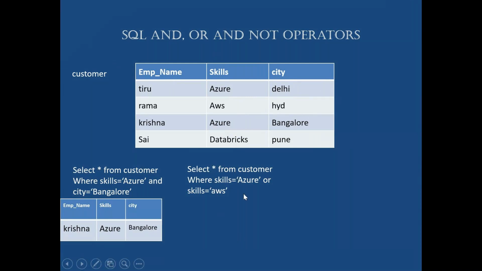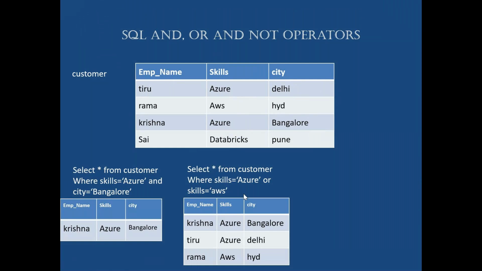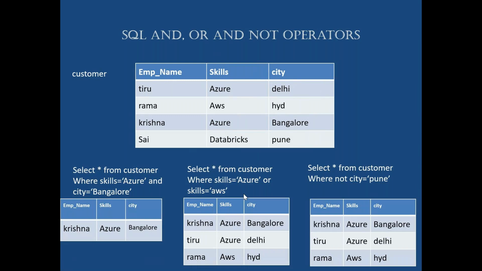Now what will come in the output? Three records: Krishna, Azure, Bangalore. Thiru, Azure, Delhi. Rama, AWS, Hyderabad. These three records will come. Next, select star from customer where not city equal to Pune. Do you know what records I'll get? Delhi, Hyderabad, Bangalore. Where not city equal to Pune is the same as city not equal to Pune, just another way of writing it.